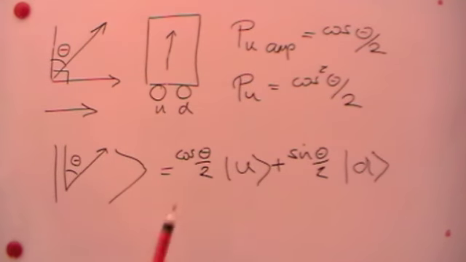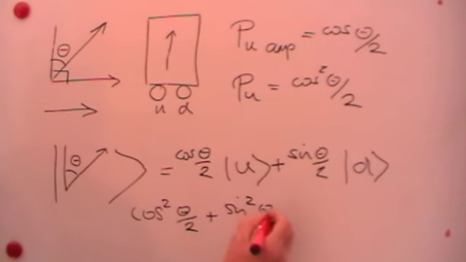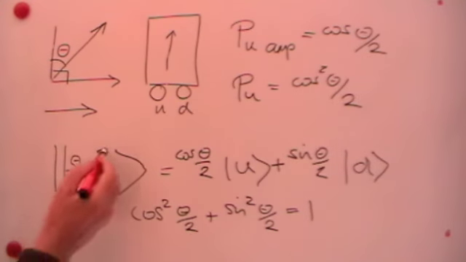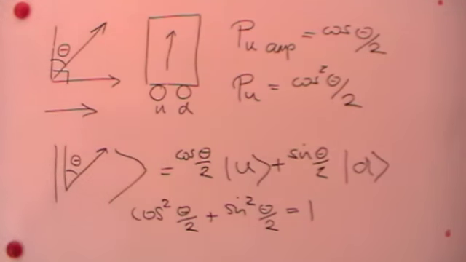Why? Because those two added together when squared must give 1, because the probabilities added together must equal 1. It must be one or the other. So you've got the situation that cosine squared theta over 2 plus sine squared theta over 2 equals 1. If you've got cosine squared plus something equals 1, it has to be plus sine squared to get 1. And so the probability amplitudes respectively are cosine theta over 2 and sine theta over 2 for an electron that has been prepared with a spin at an angle theta to the vertical.